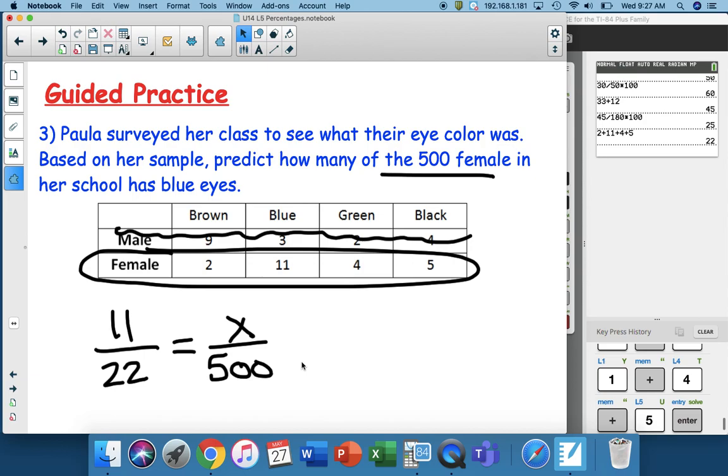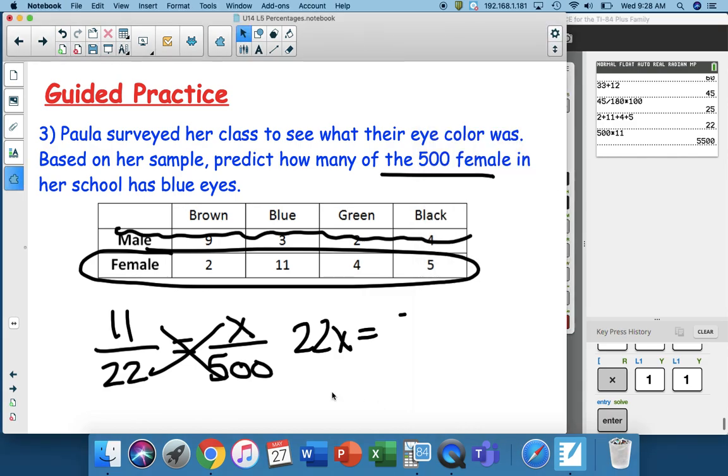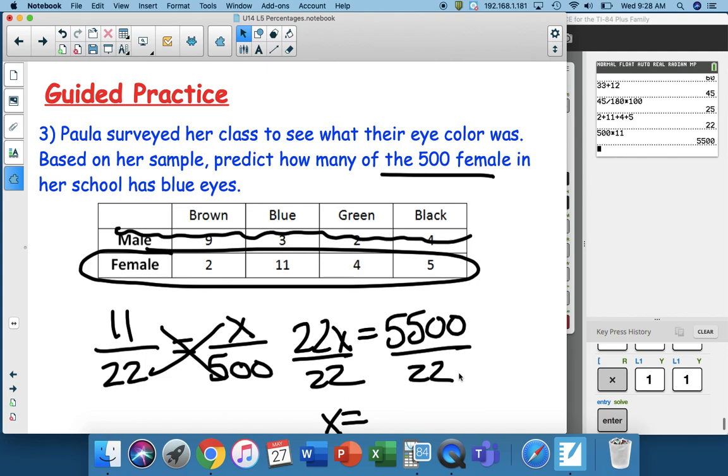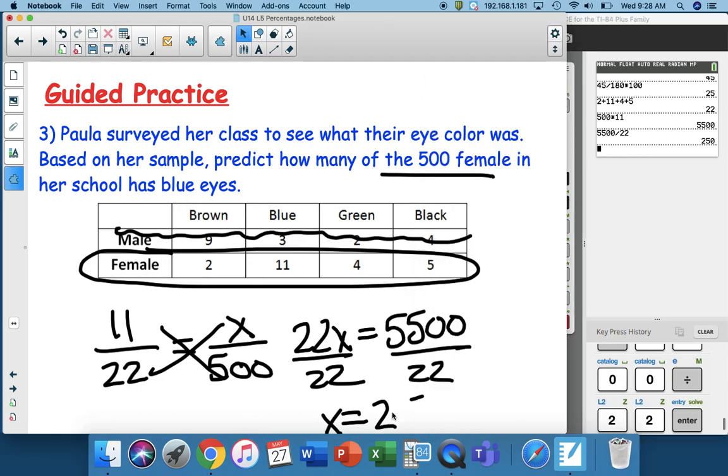If you do it that way, we're going to go like this. 22x equals 500 times 11, which is 5,500. And then divide each side by 22. And x will give you 250. Okay?